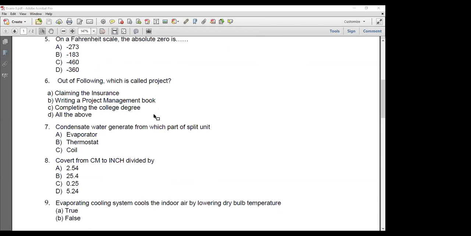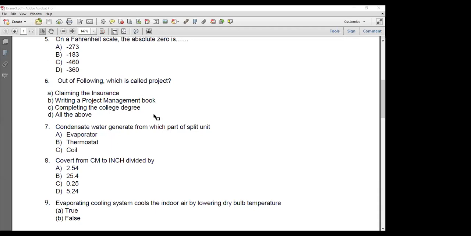Question 6 is all the above. Not all, sir. Claiming insurance is like a process, it's not time bound. Brother, it's a project. Yes, it is a project. No, claiming insurance doesn't have a definite start and end.